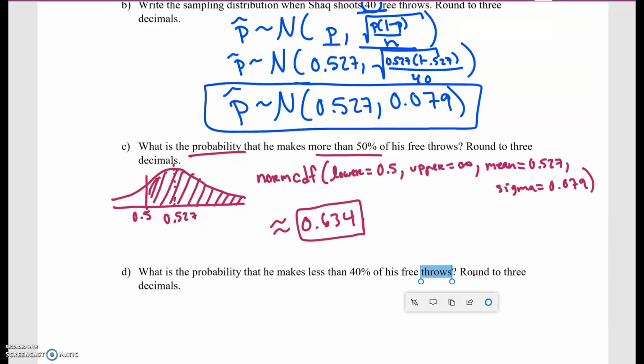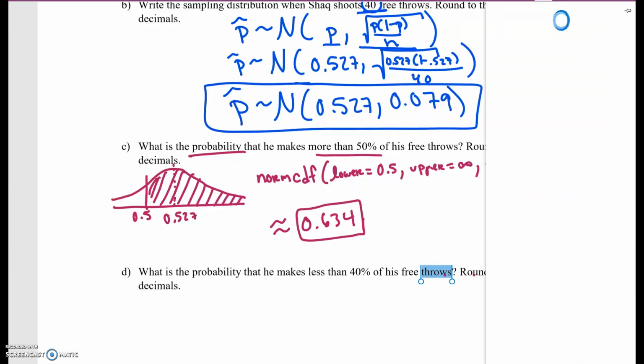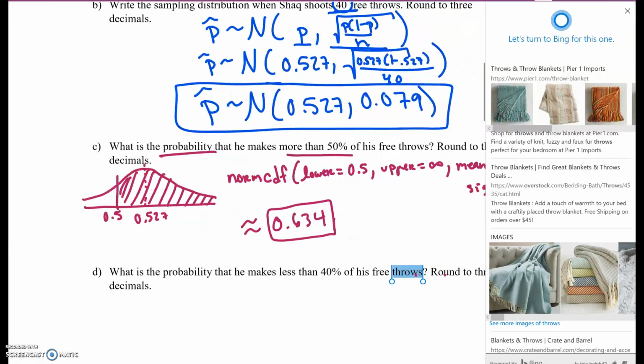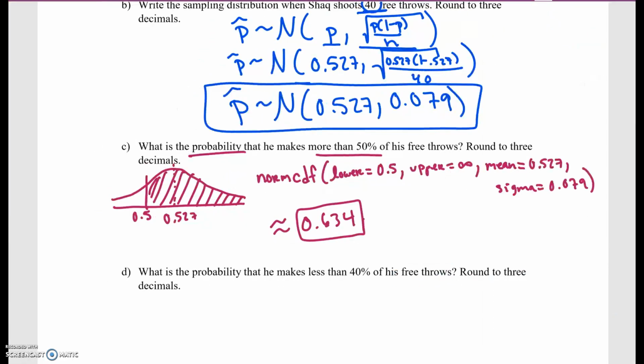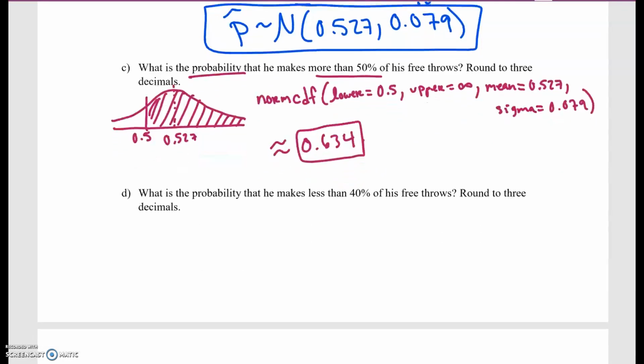So there's about a 63.4% chance that more than 50% of his free throws will land. Okay, all right. So now let's go ahead and go to the next problem.